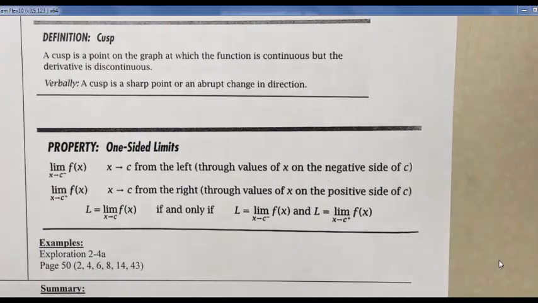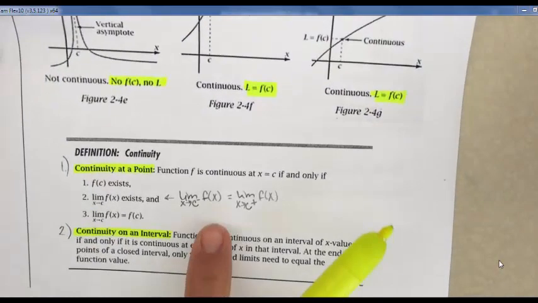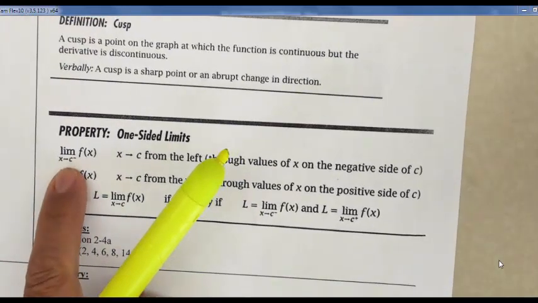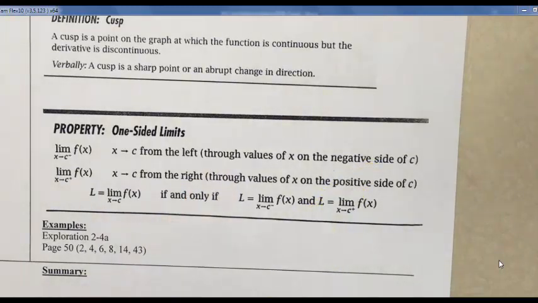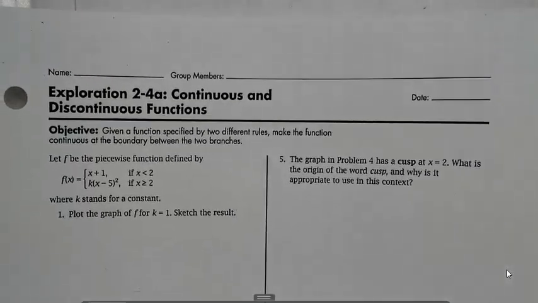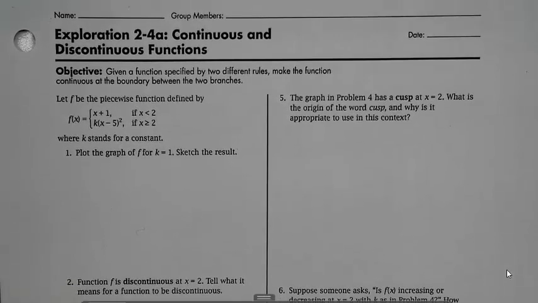I'm just reminding you here of your one-sided limits. This is basically the limit notation as I used over here on the front page, your left limit notation and your right limit notation. And this was in your last notes too. Then we're going to do some examples. I gave you guys this exploration in class, and this is what we're going to work with.